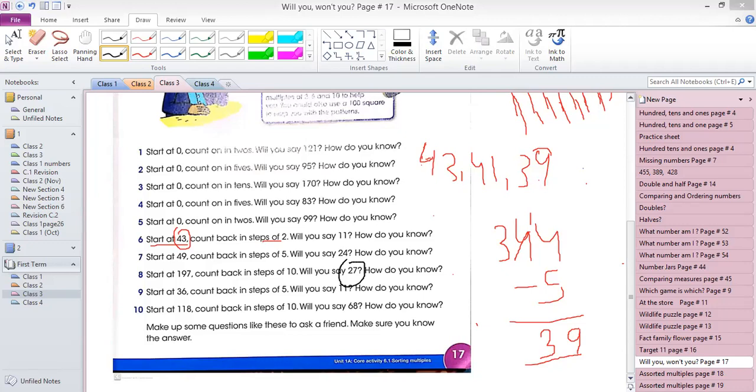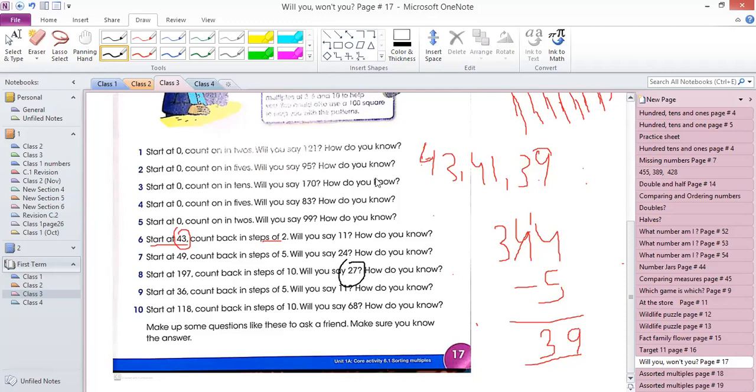Start at 118. Count back in steps of 10. Will you say 68? So when you start at 118, again you are counting back in steps of 10. That means the ones place will be the same. The last digit of 118 is 8. When you count back in steps of 10, it will be 108, 98, 88, 78, 68, and 58. So you can see 68 will come in the pattern because the last digit of 68 is also 8. So you will say, yes. When we start at 118 and count back in steps of 10, we will say 68 because the last digit of 68 is 8, and in the pattern, the last digit is 8.